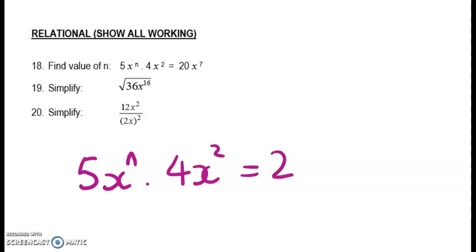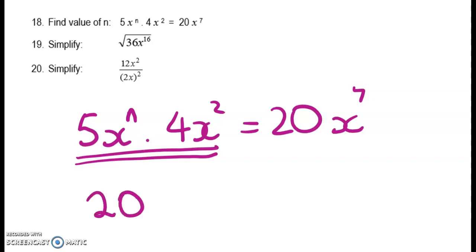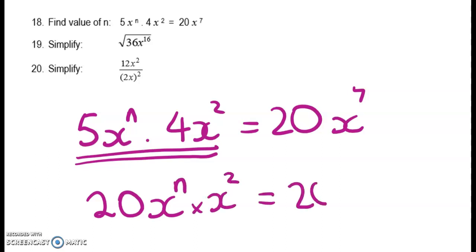So number 18 is this. We've got 5x to the power of n times 4x squared is equal to 20x to the power of 7, and we're told to find the value of n. So all we really have to do is simplify the left-hand side and have a look at it. So we've got 20x to the power of n times x squared, and that equals 20x to the power of 7. So what number does n have to be?